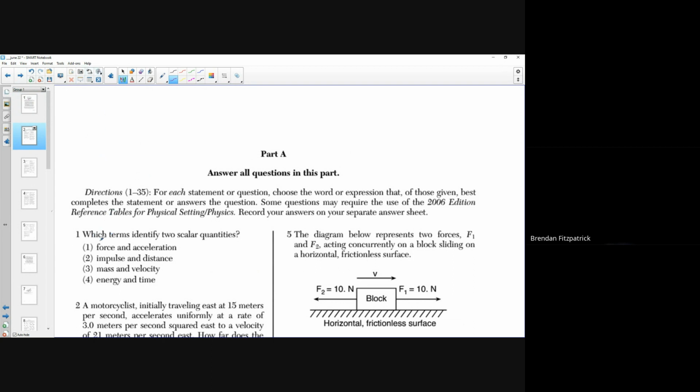Which terms identify two scalar quantities? So I'm going to cross out anything that's a vector. Force, acceleration, impulse, and velocity are all vector quantities. So if I'm just looking for the two scalars, that's got to be choice 4, energy and time.